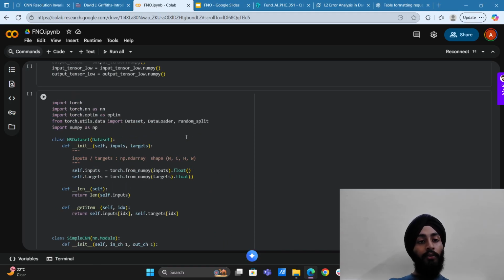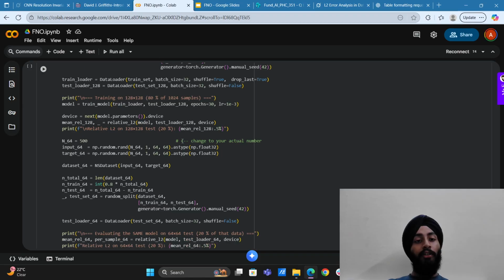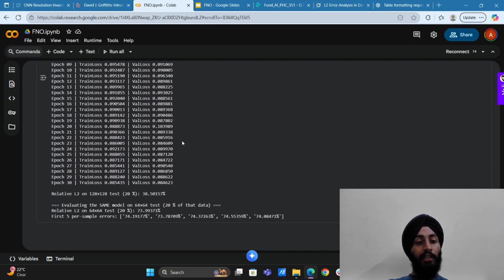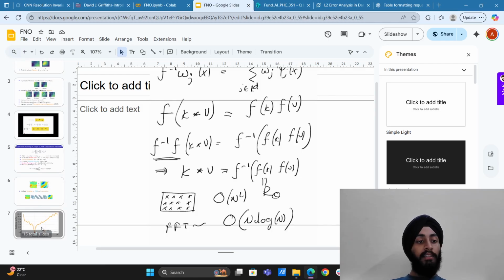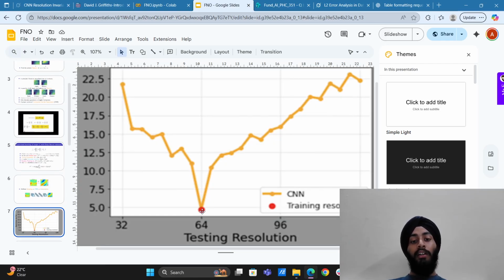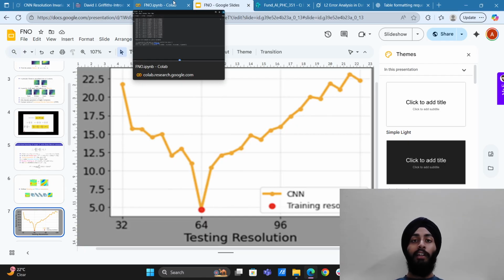We can compare these findings to a convolutional neural network which does not perform that well. So here I have in the final cell trained a convolutional neural network, and as you can see finally that the relative L2 error that I got on the 128 cross 128 resolution, the resolution that I used during training, is 38%. While evaluating the same model on a 64 cross 64 test image, that is 73%. So it really shoots up, and it really matches this graph that we saw, that the training resolution is only relevant when you are testing on the same resolution. As soon as you shift from one testing resolution to another, the error will shoot up significantly, which was not the case with a Fourier neural operator.